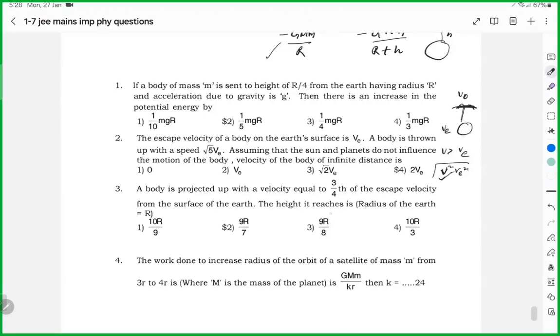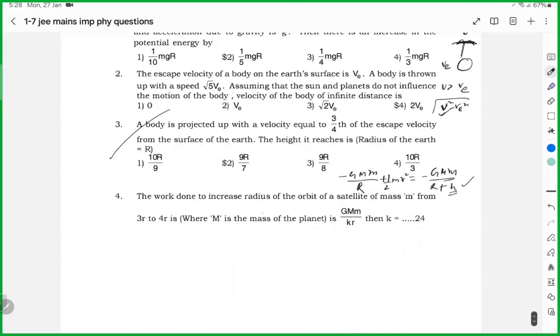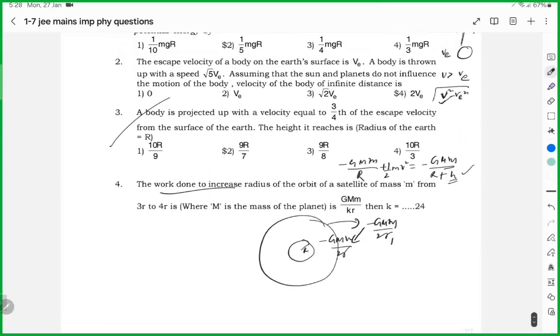So here it is the height it reaches: minus GMm by R plus half mv square is equal to minus GMm by (R plus h). So this h can be calculated at this place. Work done to increase: total energy in this orbit is minus GMm by 2r. To put it in another orbit, that is minus GMm by 2r1 total energy, take the difference, you can calculate the work done to increase.